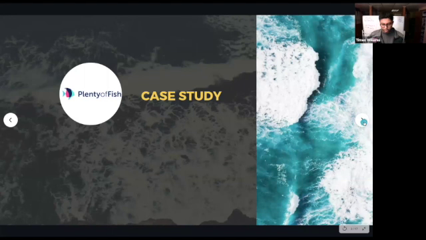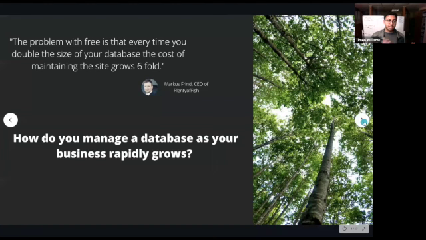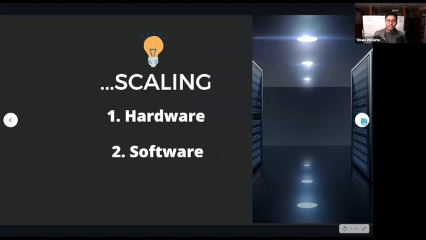It was a freemium model, which means covering those costs was difficult. The CEO, Marcus Flynn, mentioned that the problem with free is that every time you double the size of your database, the cost of maintaining the site goes up 6 times. So the question we want to answer is, how do you manage that transition? The solution is scaling, both in a hardware paradigm and a software paradigm. I'm going to pass it to Asar to talk about that.